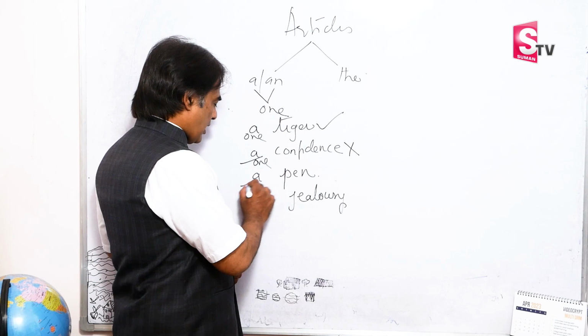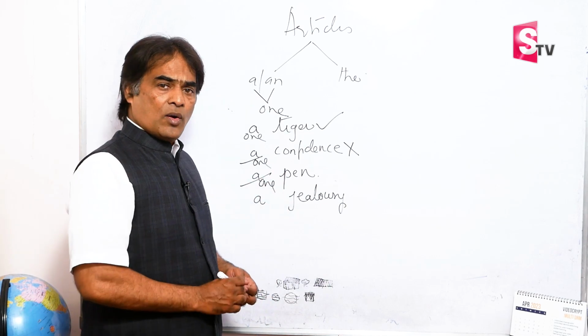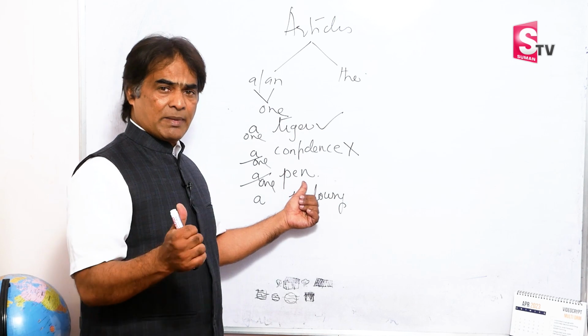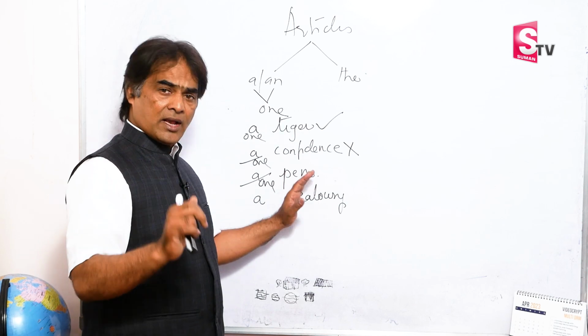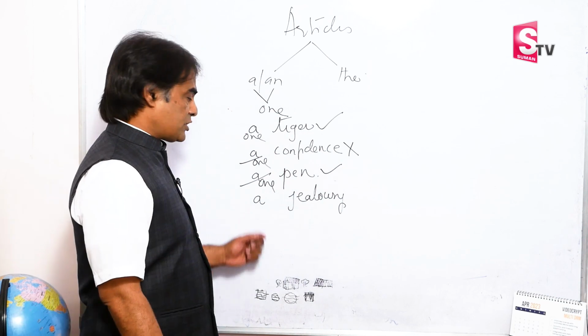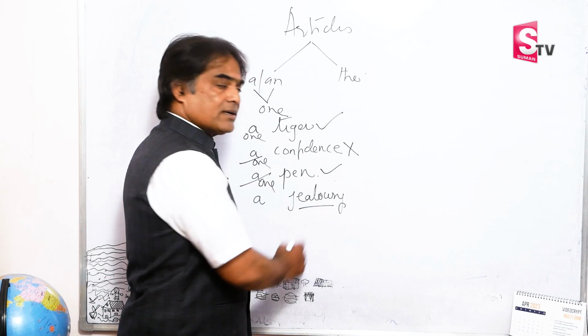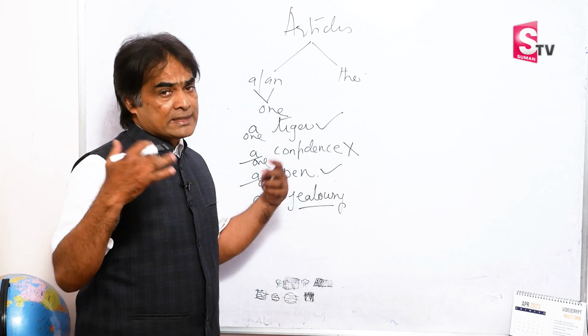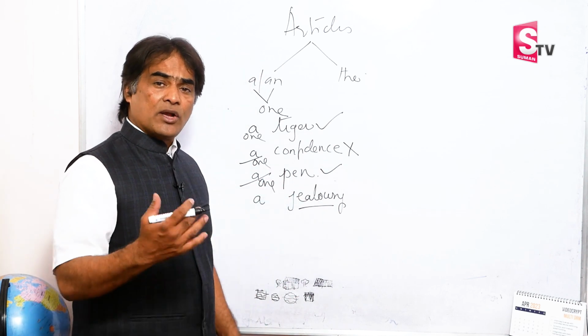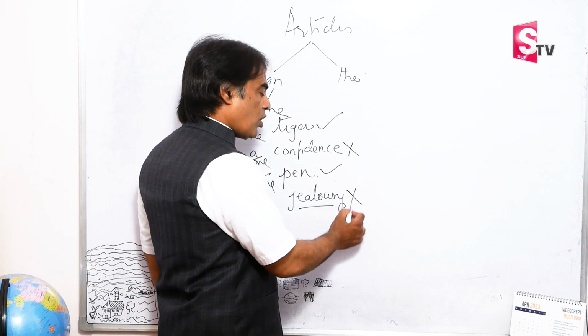Next one. What is a? A means one. One pen. Does it make sense? It does. It's right. We can have a here. Next, a jealousy. Can you count jealousy? Jealousy can be more, jealousy can be less. But can you count jealousy? One jealousy? No. So a is not required.